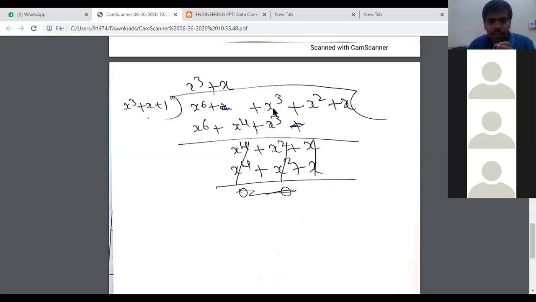you are left with x cube already gone because it is the same, then only left with x square plus x. Then next try to multiply x cube into x, x raised to 4, x into x, x square, 1 into x, x, all has gone. Then we are left with a remainder of 0, 0, 0. If the remainder is 0, then no error has occurred in your transmission.